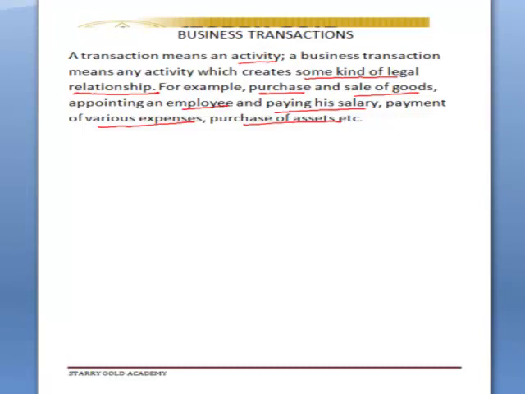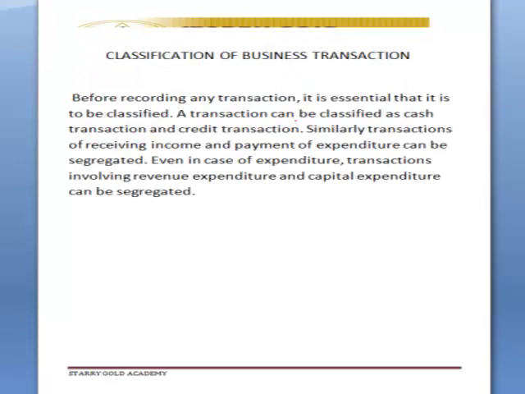So these business transactions must be classified. They must be recorded. And apart from being recorded, they must be summarized. And the summary of it is all about what? Presentation of financial statements. So let's see. We must classify the business transaction.